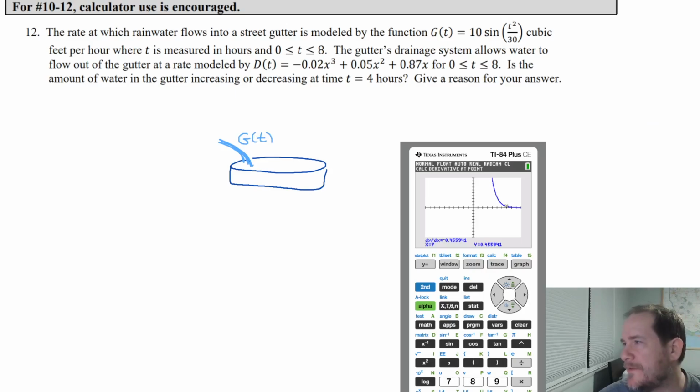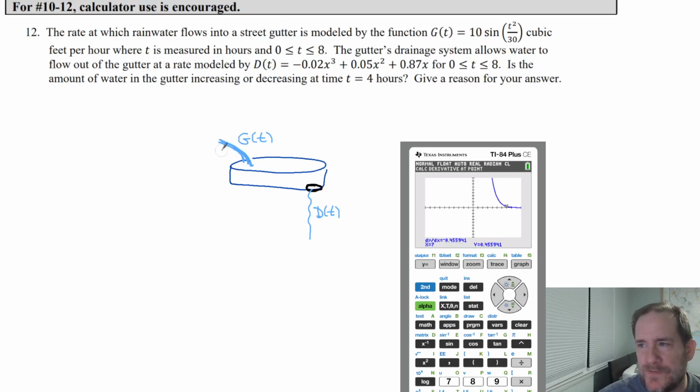But then there's also kind of a hole in the gutter or something. And so there's water being allowed to flow out at a rate of d of t. So if you think about it, if water is flowing in faster than it can drain out, then the amount of water in this gutter will rise.